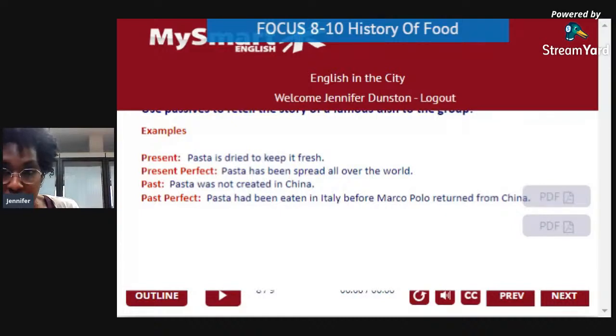And we want to put that in our passive sentence. German sailors bring hamburgers. I'm writing it down for you. Hamburgers to America.